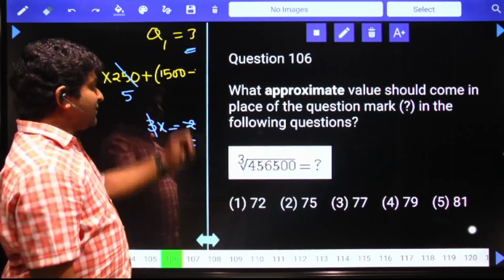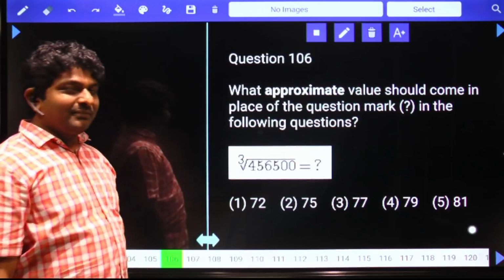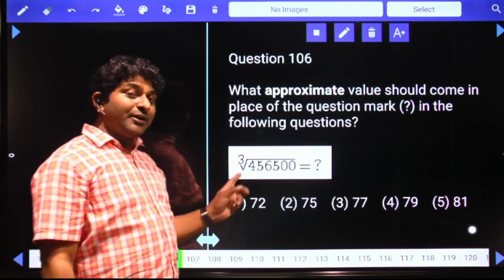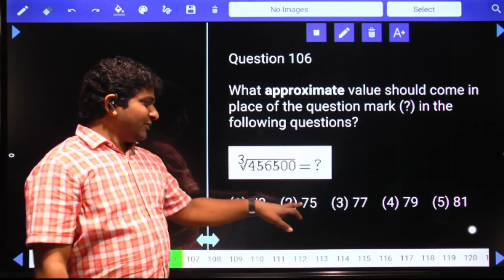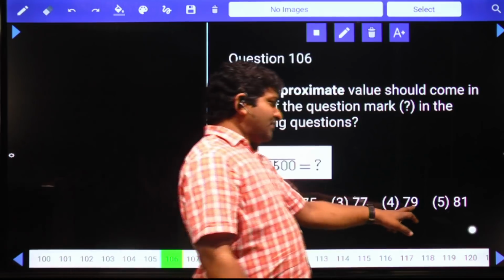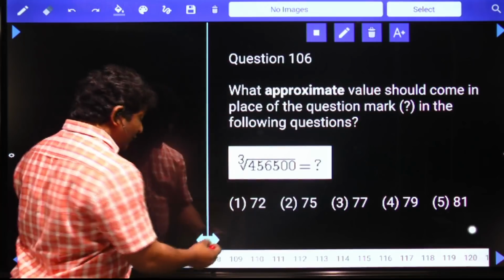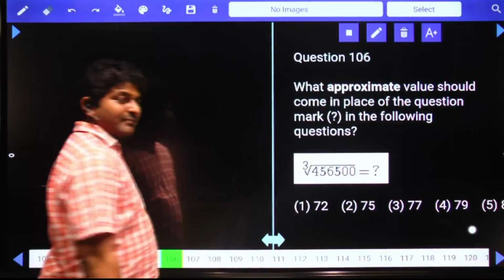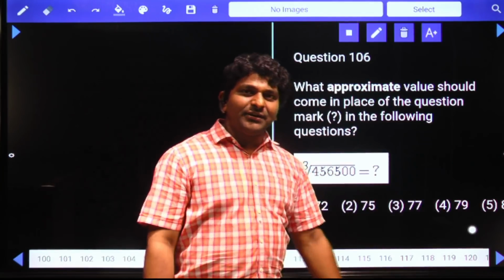Next, these are approximations. Cube root of a 6-digit number. When you look at the options, the difference is 2, 2, 2, almost close. So let's see how to solve these types of questions. Now, you know that the answer is in between 70 and 80 only.